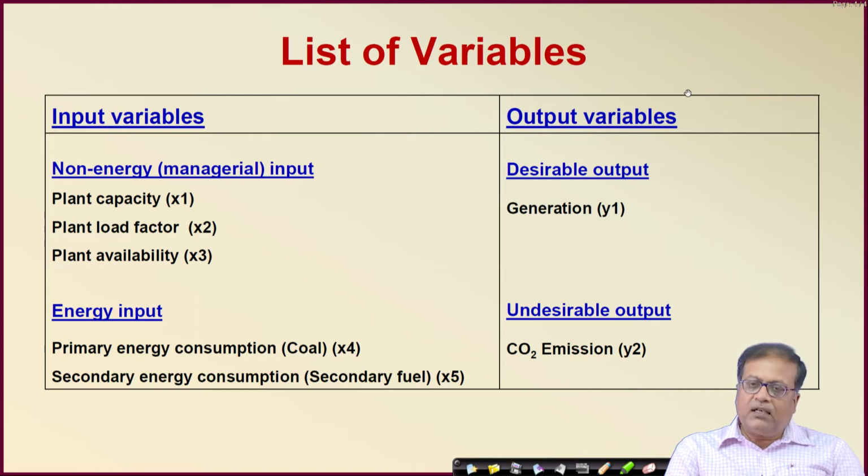So, can you tell us how many efficiencies we are having here? Efficiency is output by input. So, with 5 inputs and 2 outputs, how many efficiencies are you going to have?